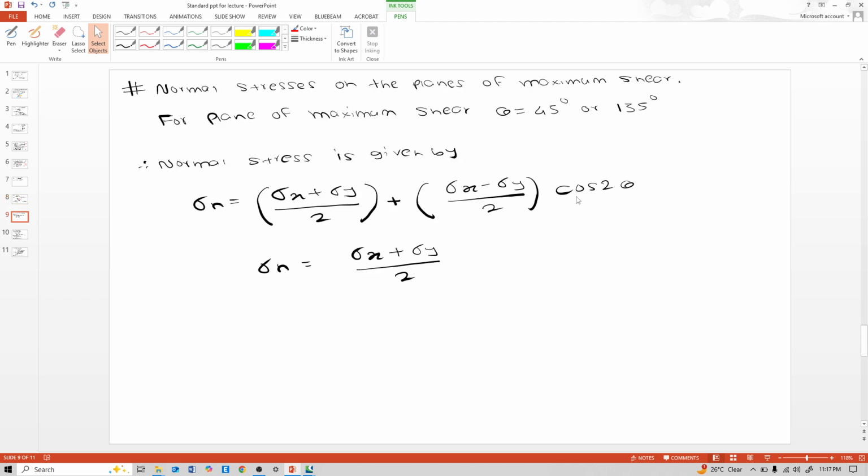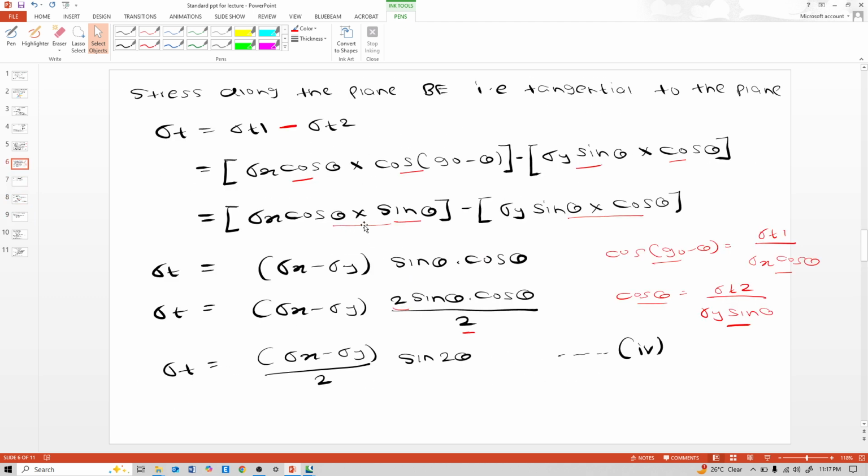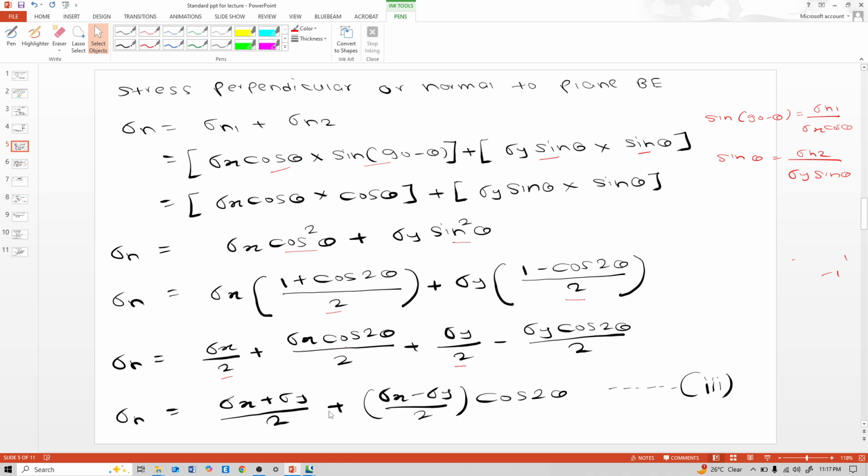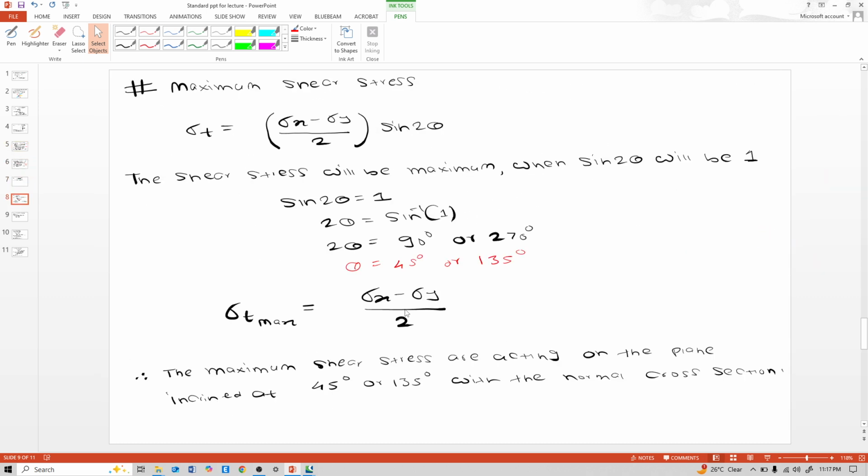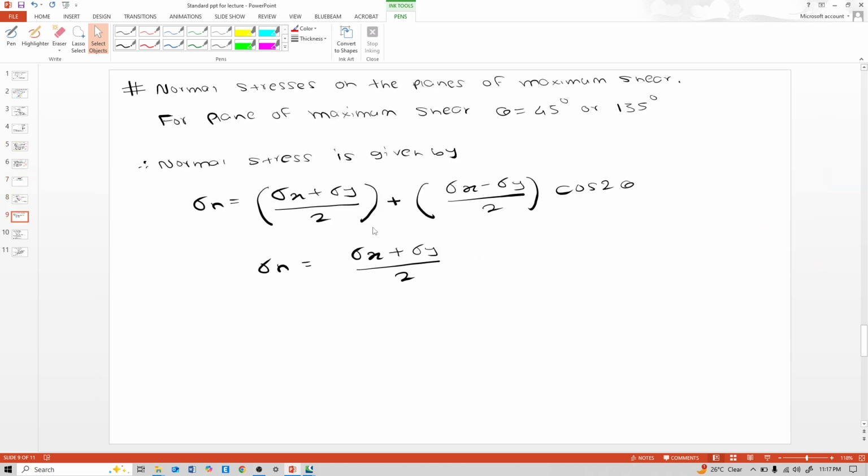This is cos 2 theta sigma n. This equation is as it is. Equation 3 becomes, put here 45 degree. Cos 2 into 45, that means cos 90, is 0. So only this term remains: sigma n is equal to sigma x plus sigma y upon 2.